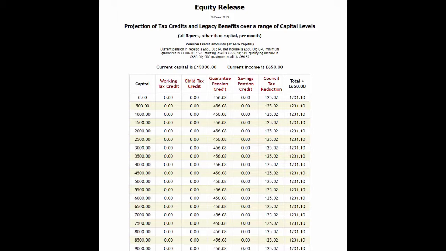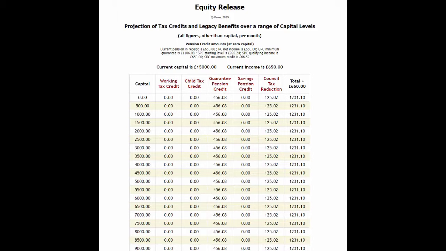It shows the current pension in receipt, £650. This is monthly. Although the benefit calculation works in weekly figures, as does most of the benefit system, for this forecast we've decided to move to monthly figures, as that's the more common industry standard. The summary shows that current capital is £15,000 and current income is £650 a month.